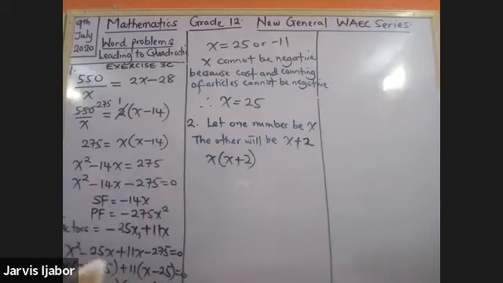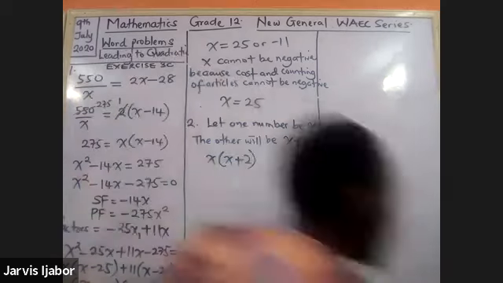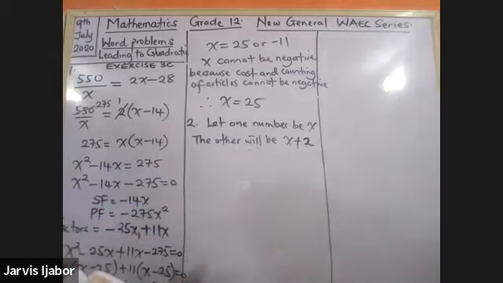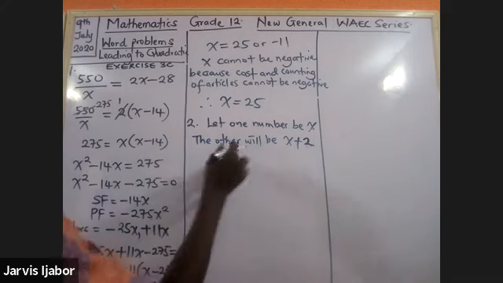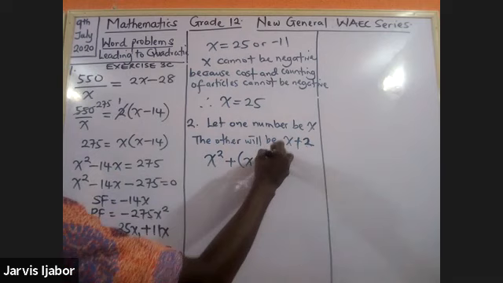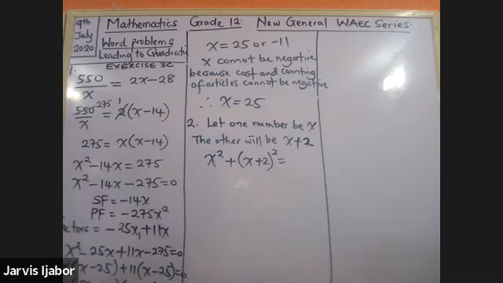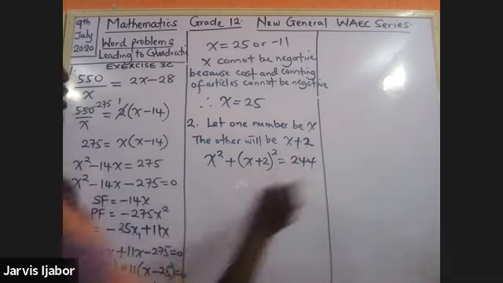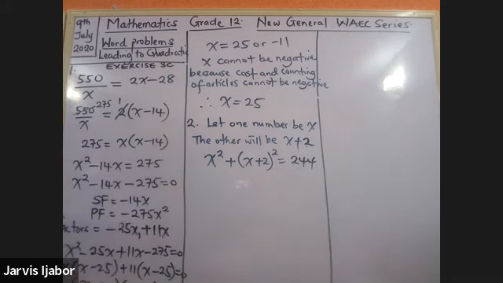What else does it say? Two numbers differ by 2. Good. Okay, fine. Now, it says the sum of their squares. The sum of their squares means I square x and I square x plus 2, and add them together. It will give me 244.